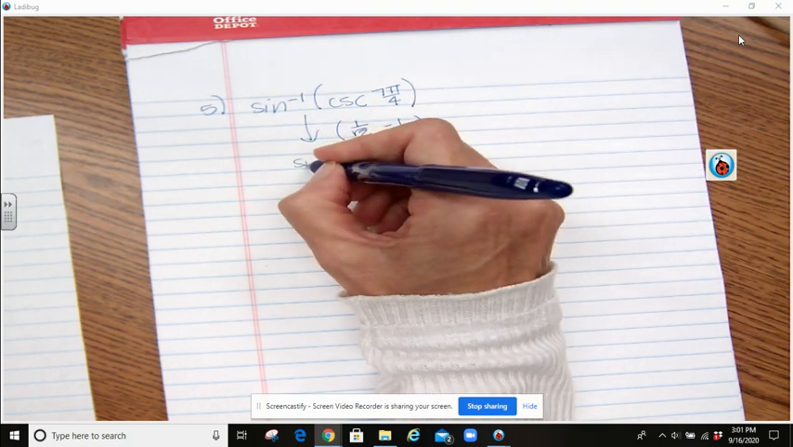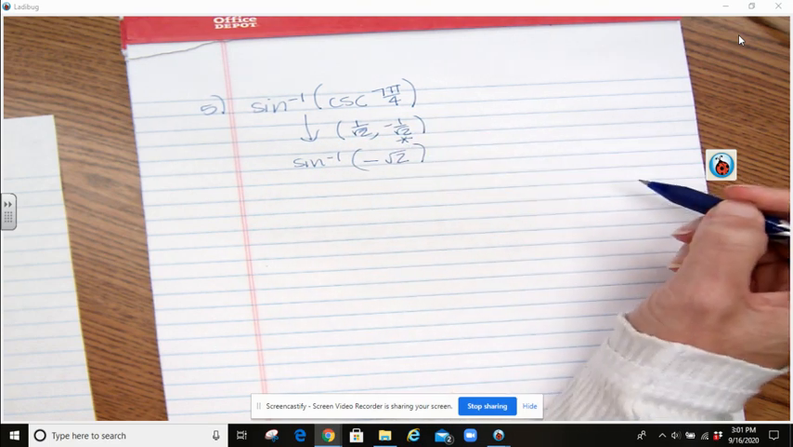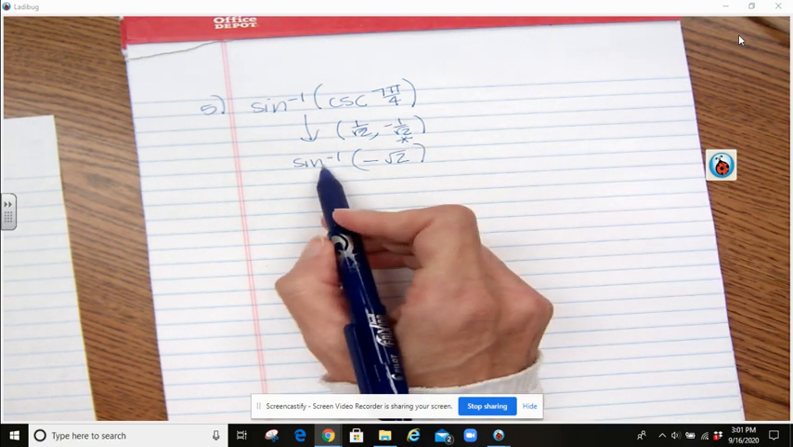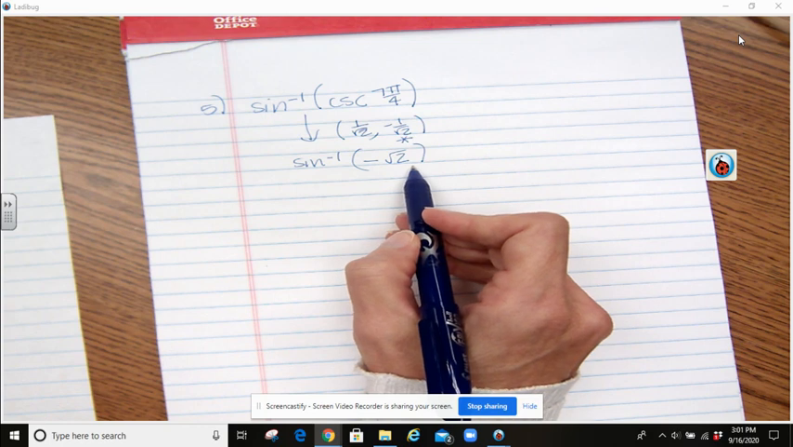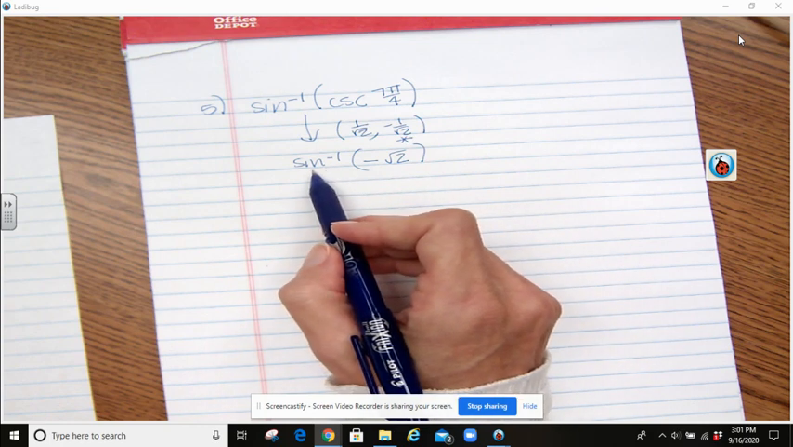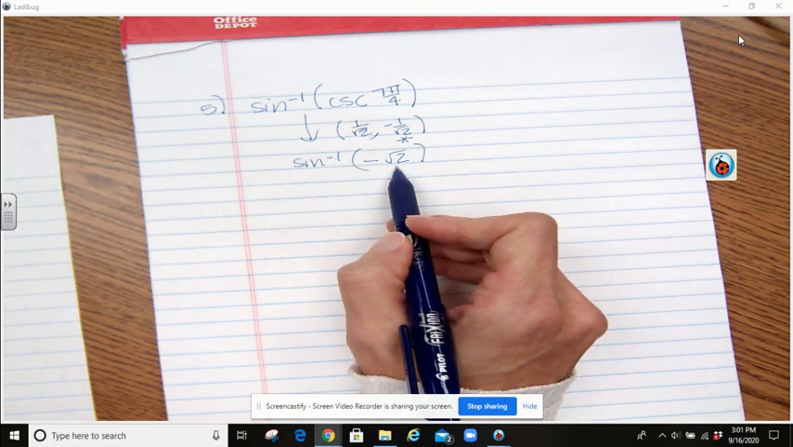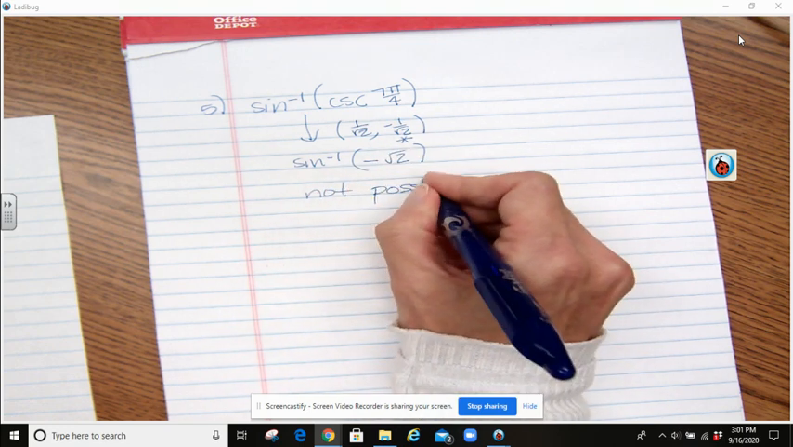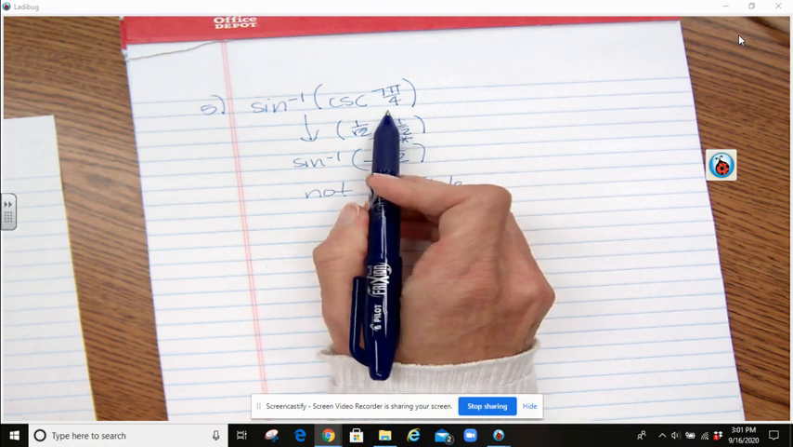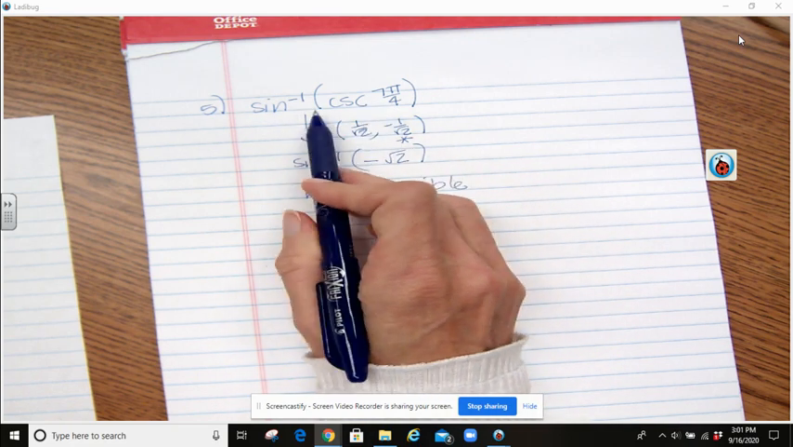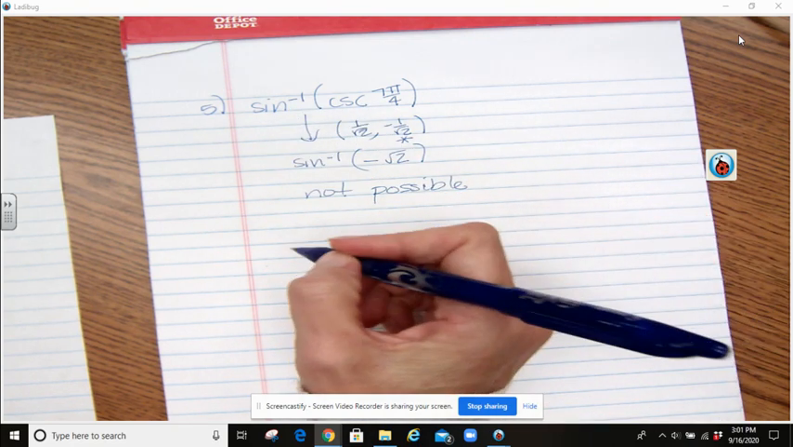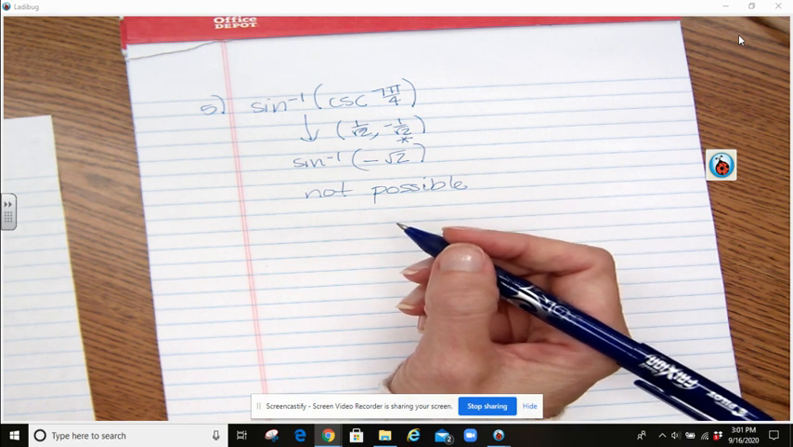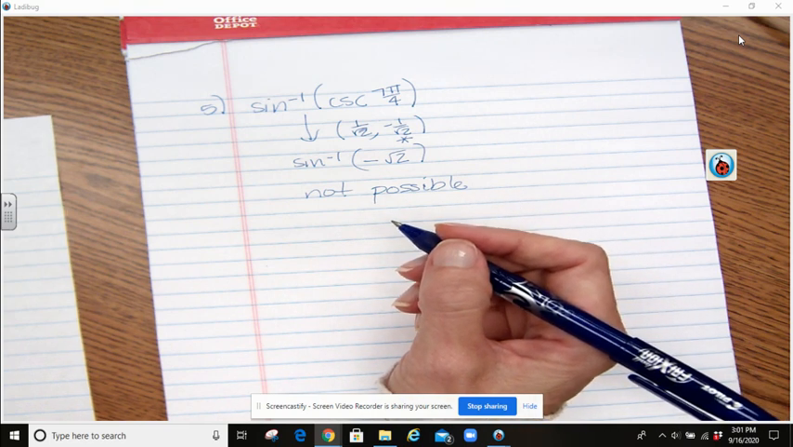Then I need to find the angle whose sine is negative square root of 2. Okay, this one is actually not possible because if you go back to a sine graph, the maximum and minimum, it goes from negative 1 to 1, and square root of 2 is more, or I guess less than negative 1. So this is not possible. And I know that that's not possible because this angle is not allowable for sine. Okay, so let's do that maybe a different way.